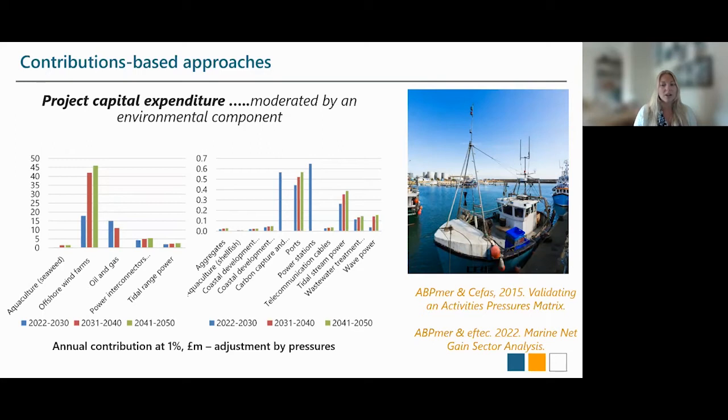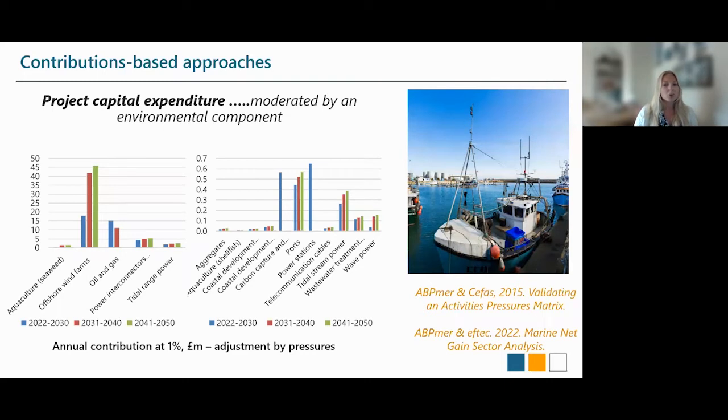It looked at what contributions could be paid based on a 1% capital expenditure, moderated by the number of significant environmental pressures for each sector. That timeline was then split into 3 different sub-periods as well to look at the change in development across time. But overall, what our modelling suggested is that based on this 1% capex contribution, you could potentially raise around 50 million per year to fund marine net gain projects.